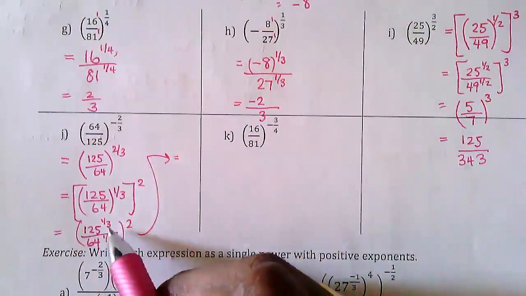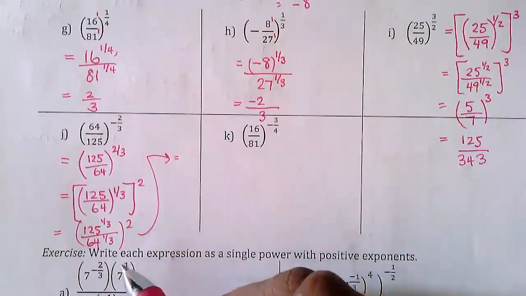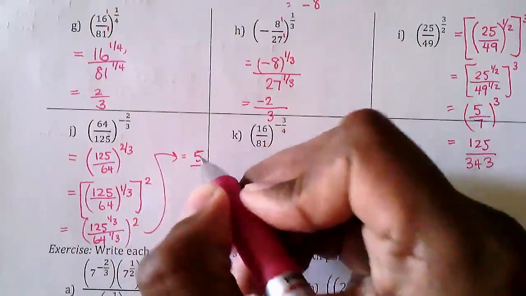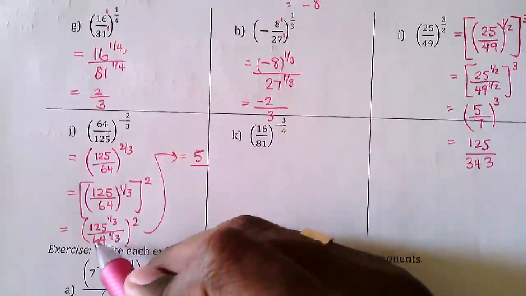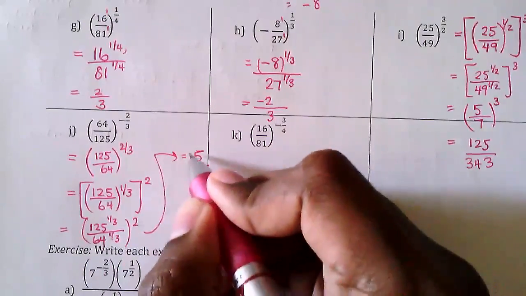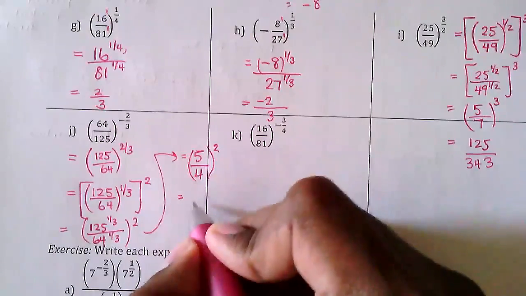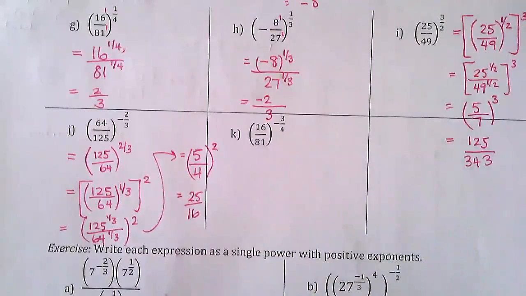And so we're here, because the index is 3, we're looking for the cube root of 125. So something cubed gives me 125, that's 5. Here we're looking for the cube root of 64. Something cubed gives me 64, which is 4. And all of this is to the power of 2. So 5 squared is 25, and 4 squared is 16.